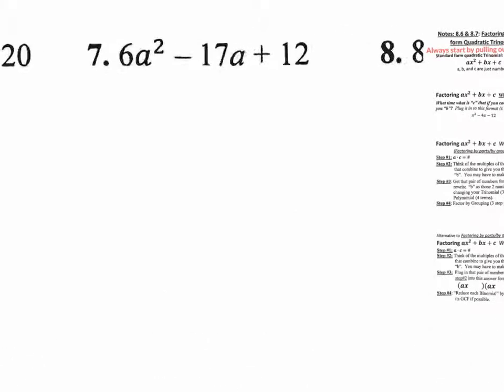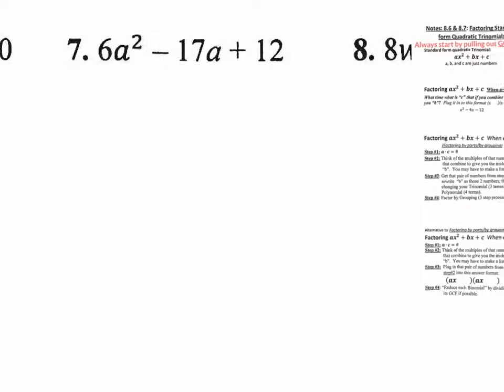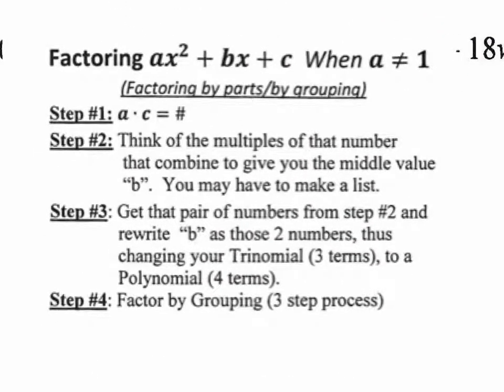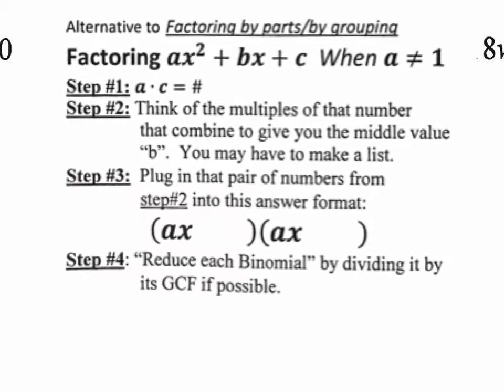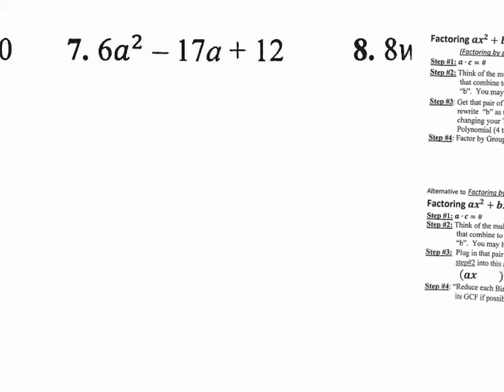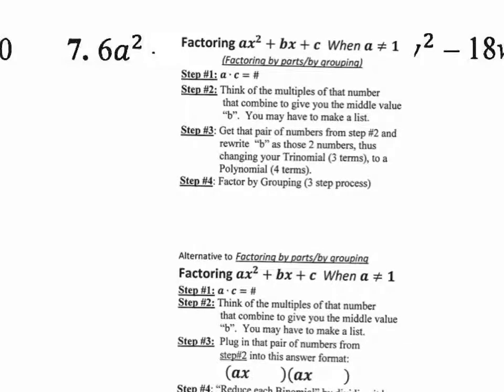Let's take a look at number 7. I should always try to pull out a GCF first, but there's nothing to pull out. So then I move on to factoring with grouping, this multi-step process, or this new alternative method, which I call a shortcut. It's totally up to you what you choose. Either way, step 1 and 2 are exactly the same.